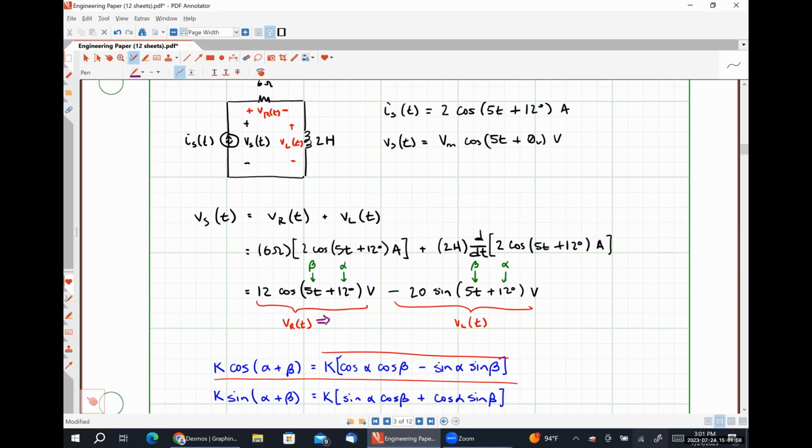Let's say that this voltage VR of t was the complex number 12 angle 12 degrees. And let's say that we represented VL of t as 20 angle 12 minus 90 degrees, because I'm converting that sine to a cosine function. So 12 minus 90 should be negative 78.